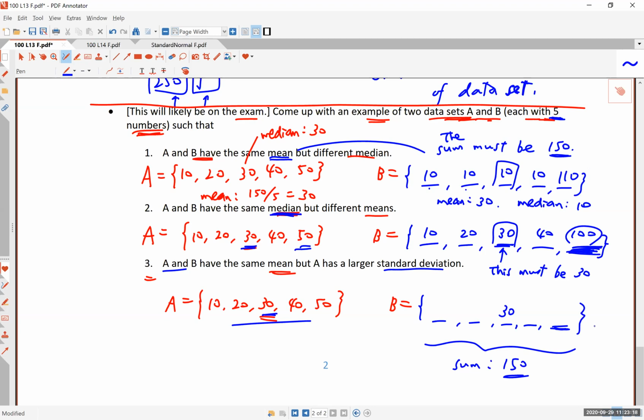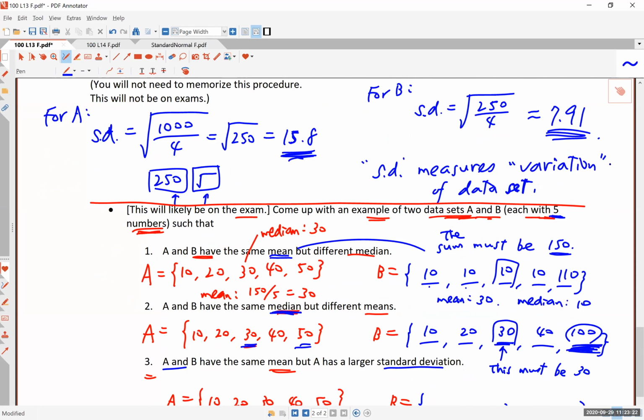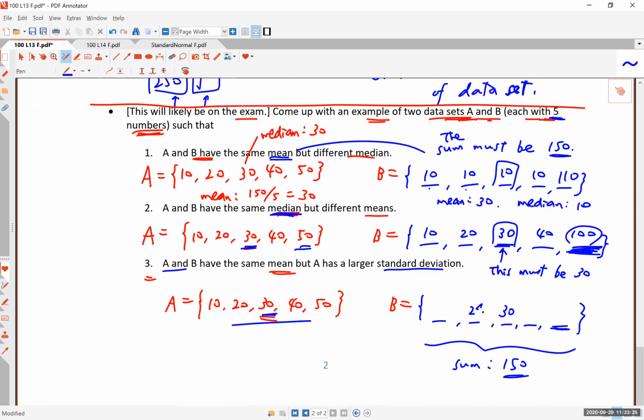Well, I can use the one that I used before, which had a smaller standard deviation, or I can do this: 28, 29, 30, 31, 32. Because these are all 1 and 2 apart from each other, if you add them up, you do get 150. That means the mean will stay as 30, but the standard deviation will be much smaller here.